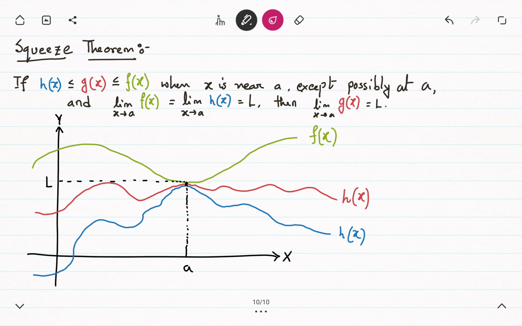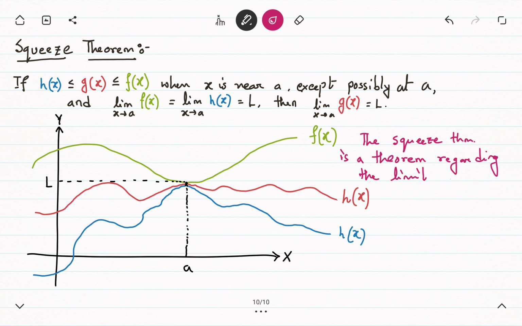So the squeeze theorem is a theorem regarding the limit of a function that is trapped between two other functions.